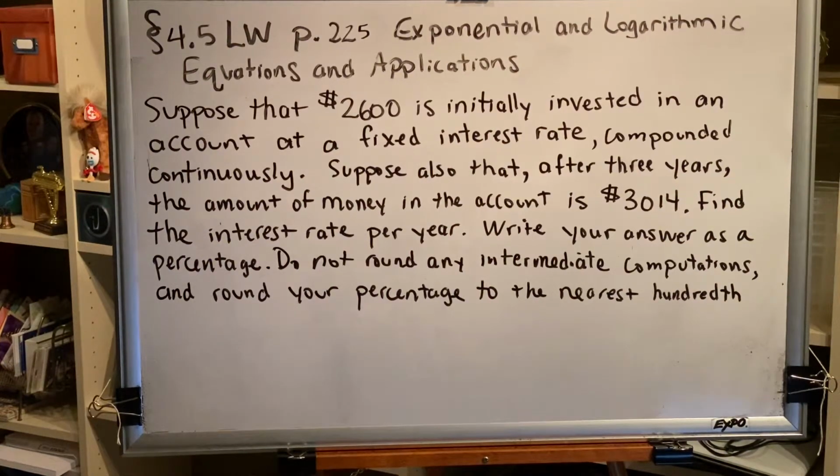Please open in your learning workbook to page 225. We're now going to do another example using a financial model that is compounded continuously.